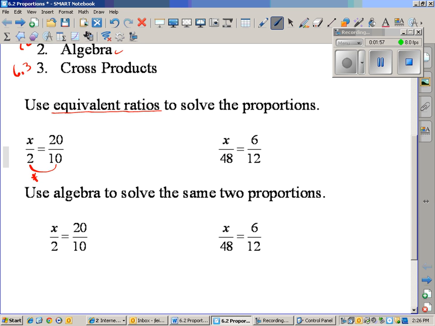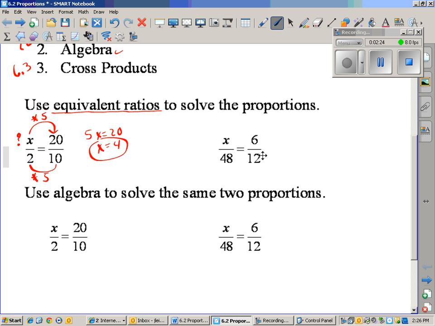I multiply times 5. Well, if I multiply the 2 times 5 to get 10, I've also got to do the same thing to the numerator. So what x will I multiply times 5 to get 20? That's the question. Well, what times 5 is 20? Of course, x is equal to 4.